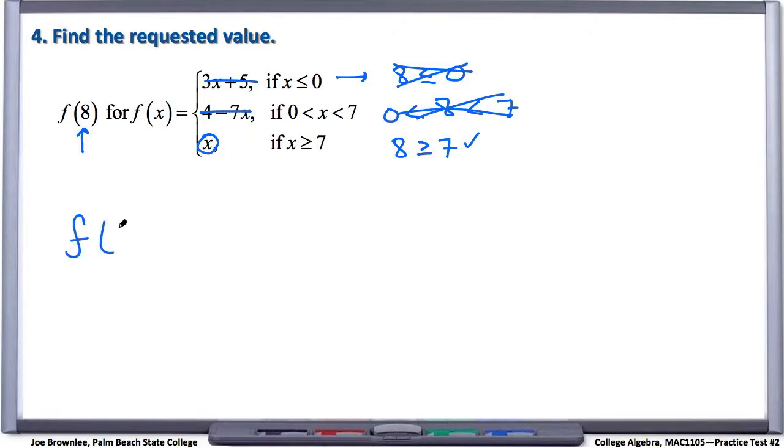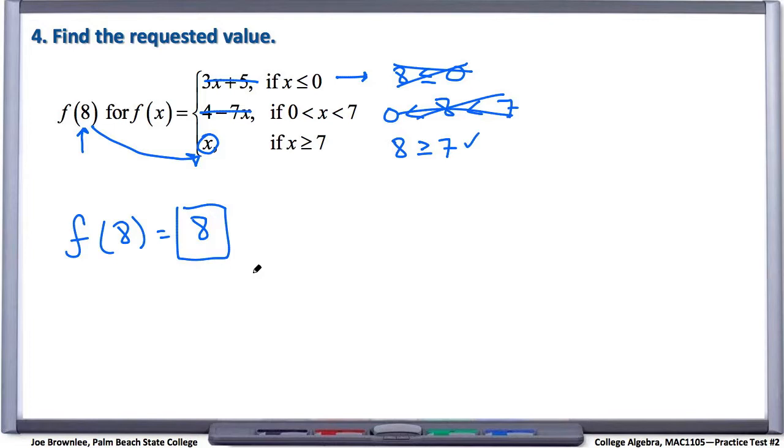So f of 8 equals, and all we're doing is taking this value, plugging it in, and seeing what we get. But because this is an x, it's all by itself, there's really not a lot of work to do here. We're just going to take this value of 8, plug it in, and what happens when we do that? Well, we get 8. There's nothing else. With these first two pieces, there are other things going on, right? We're adding, subtracting, multiplying our x by some factor. Here, in the last piece, it's just an x, so when we plug in 8, we just get back 8. So that's relatively straightforward. When we find the requested value, f of 8, we get 8.